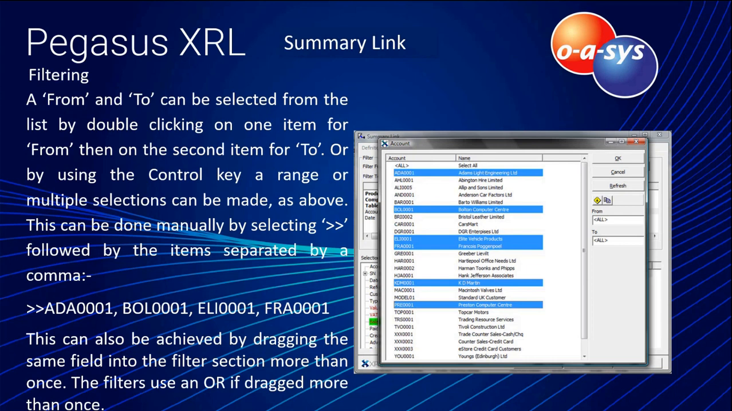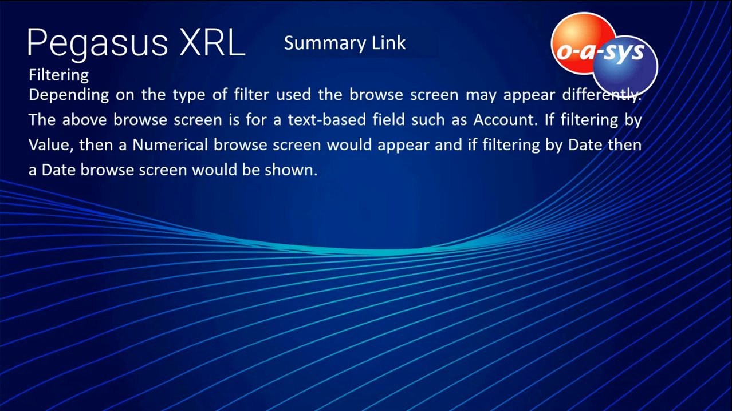You can also do that manually in the filter button by using a wildcard key of those two symbols, followed by your accounts with commas that you want to pull the report out for. Not really seen anybody do that so far, as you can get the information by selecting. You can also achieve this by dragging the same field into the filter selection more than once, and those filters use an or if it's dragged more than once.